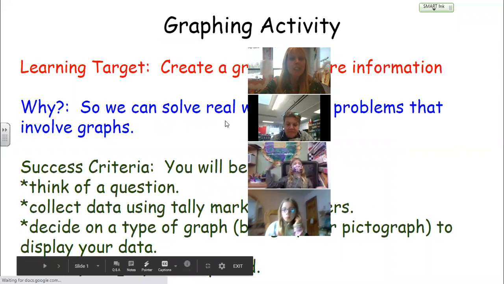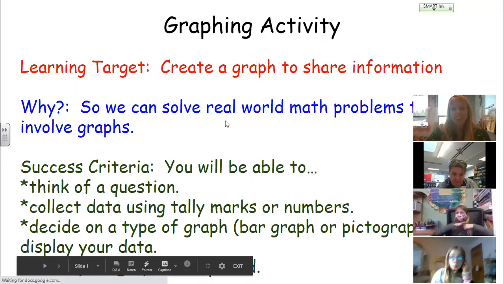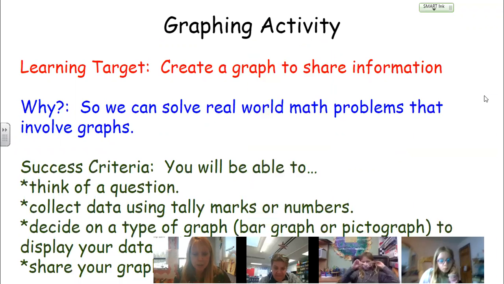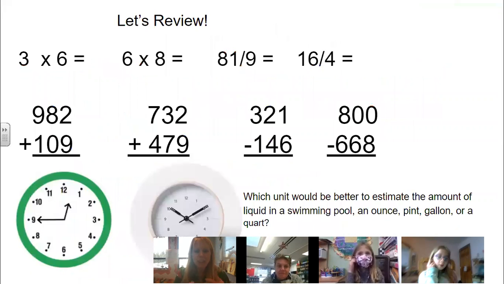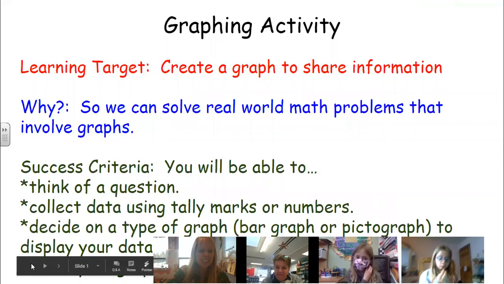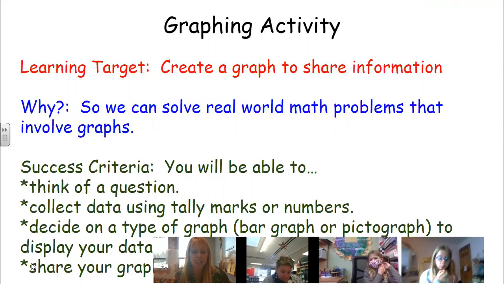So we are going to actually create our own graph so we can share information with our peers and our teachers. This is so we can solve real world math problems that involve graphs. If you actually do it, you are going to feel really confident about graphing when you create your own. You'll be able to think of a question. You will be able to collect data using tally marks or numbers. You'll decide on a type of graph.